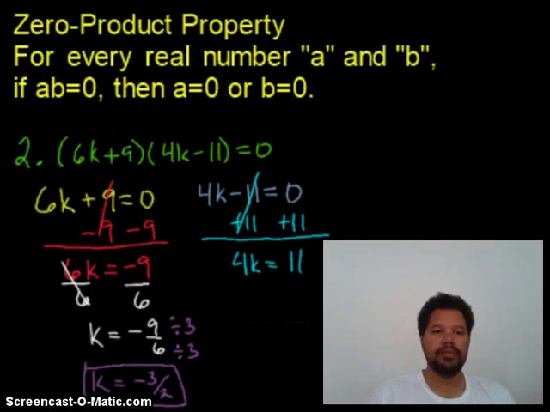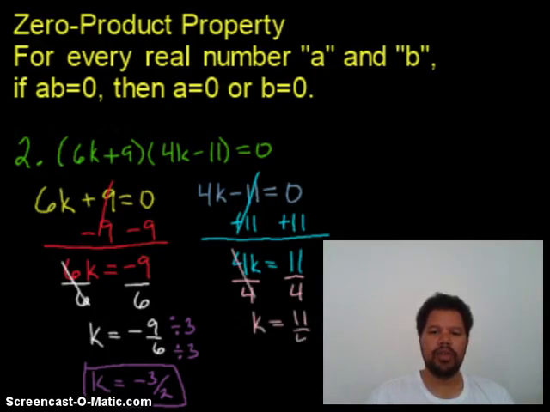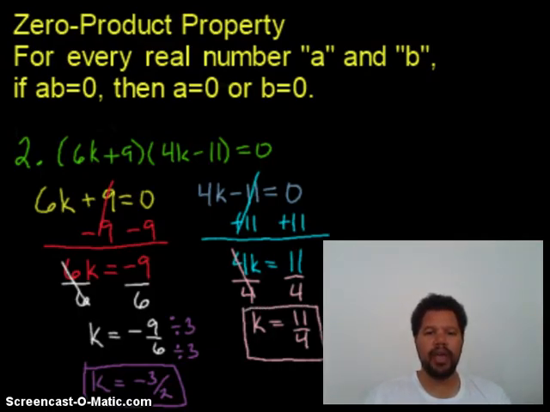And then divide by 4 on both sides, leaving us with k equals 11/4. And this one is another improper fraction, but it does not simplify, so this will be our final solution. So we have k equals -3/2, or k can equal 11/4, which will make this product equal to 0.